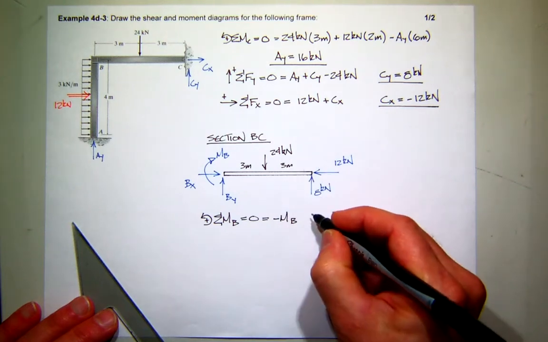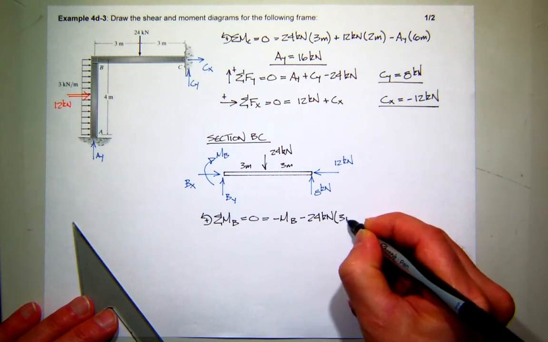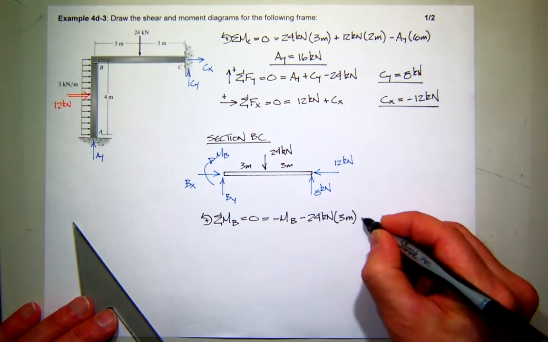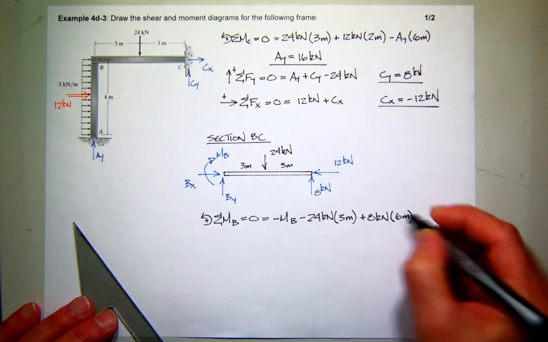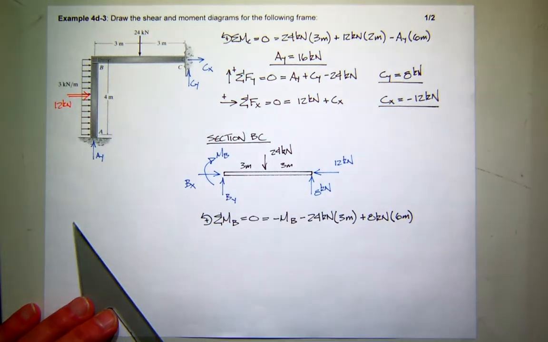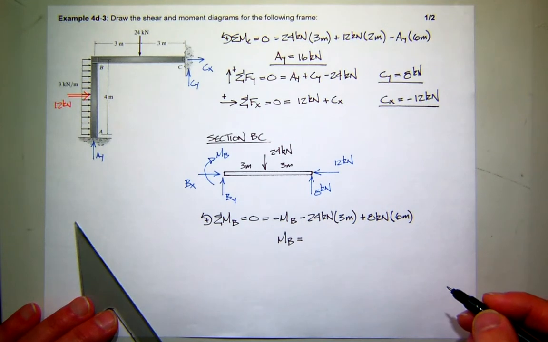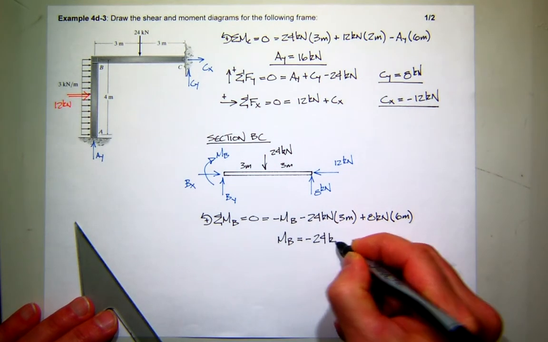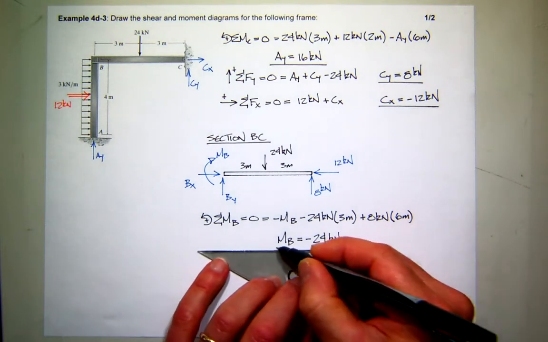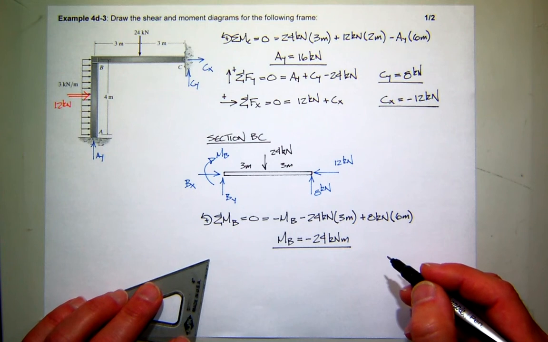The 24 kilonewton force also creates negative moment. It has a moment arm of 3 meters. The 8 kilonewton creates positive moment. Has a moment arm of 6 meters. And then all the X forces pass through B, so no moment. So what's the moment at B? Negative 24. Minus 20. Okay. Is that okay with everybody? Okay.